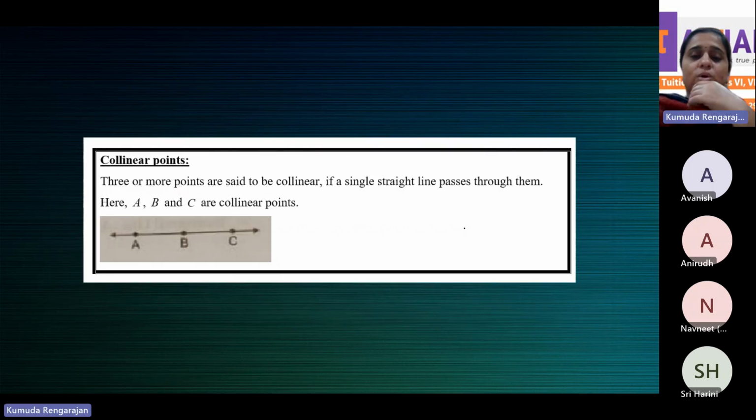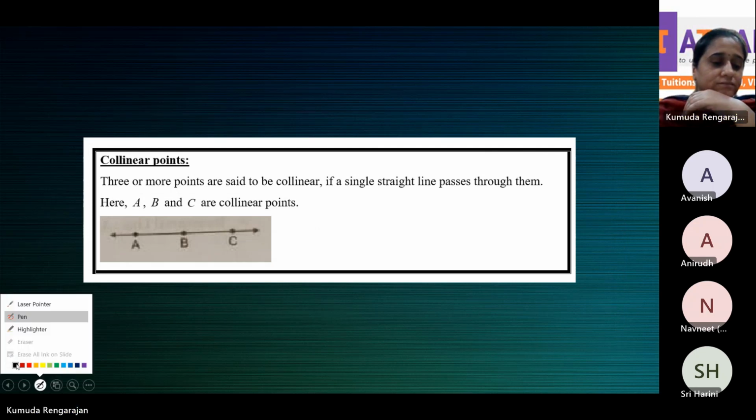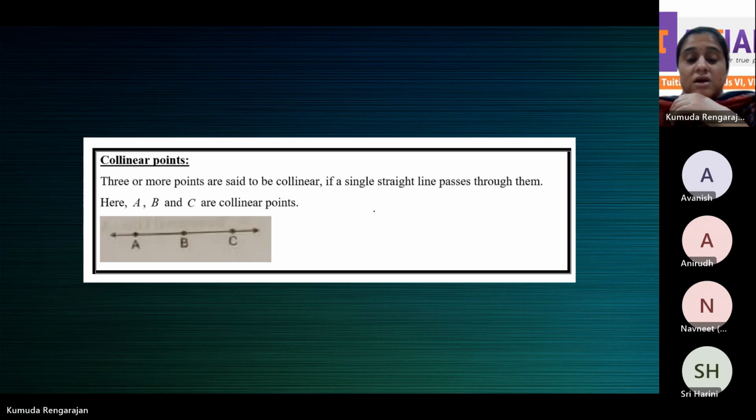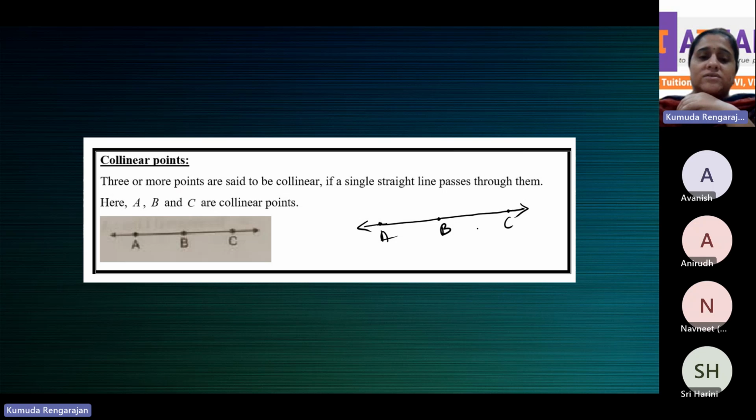Now, what are collinear points? Supposing you have 3 points and you can connect all these 3 points by the same straight line. Then the 3 points A, B, and C are called collinear points. Collinear. Linear meaning on a straight line.